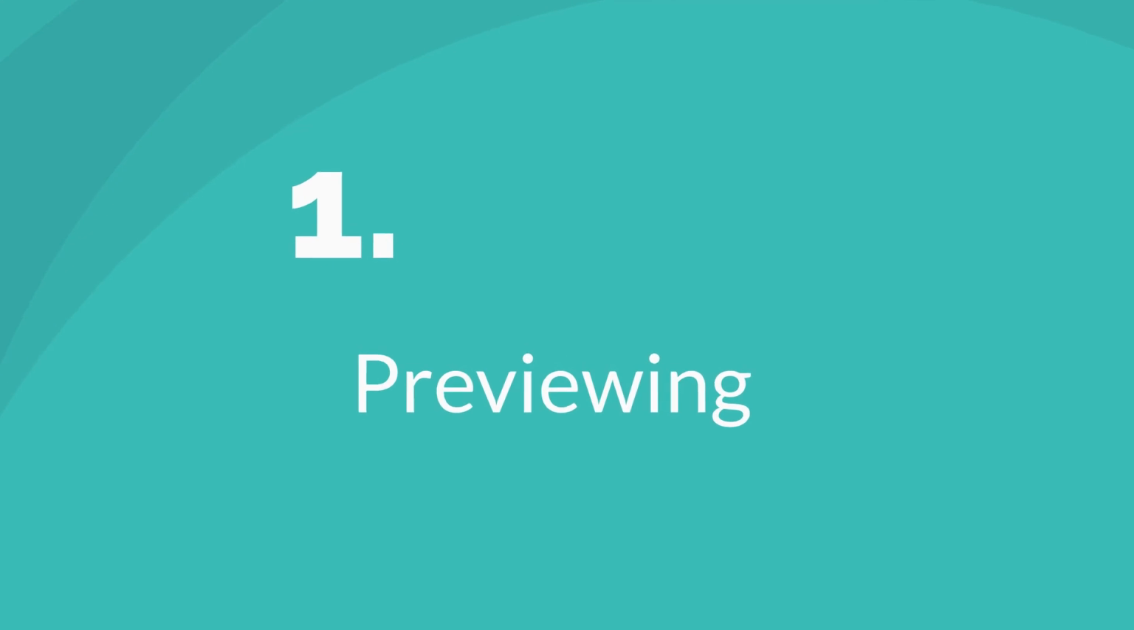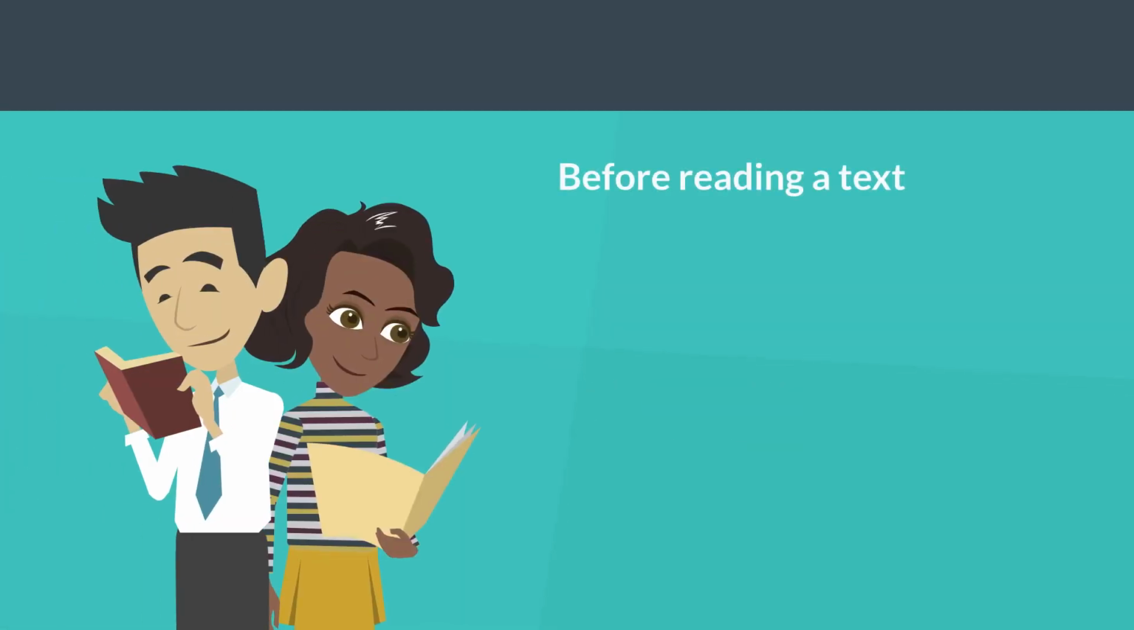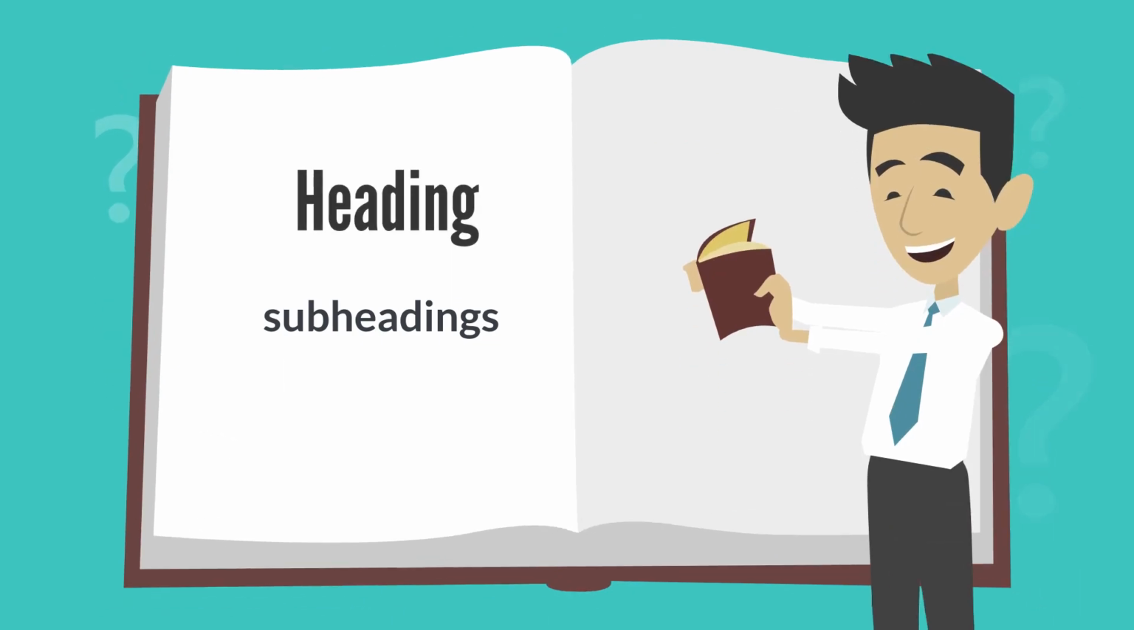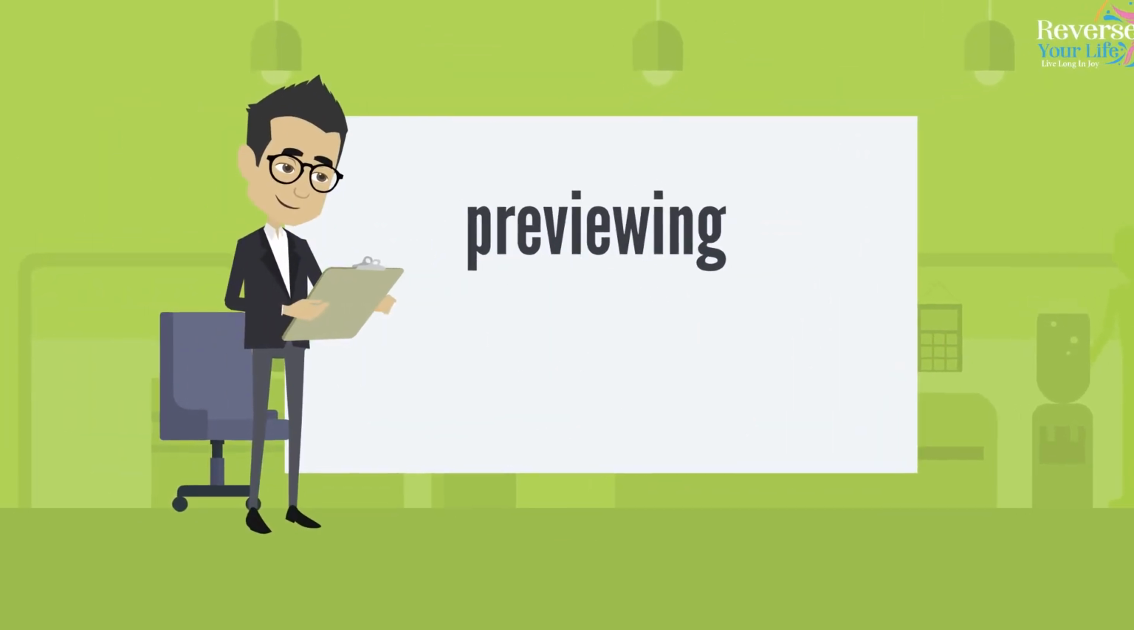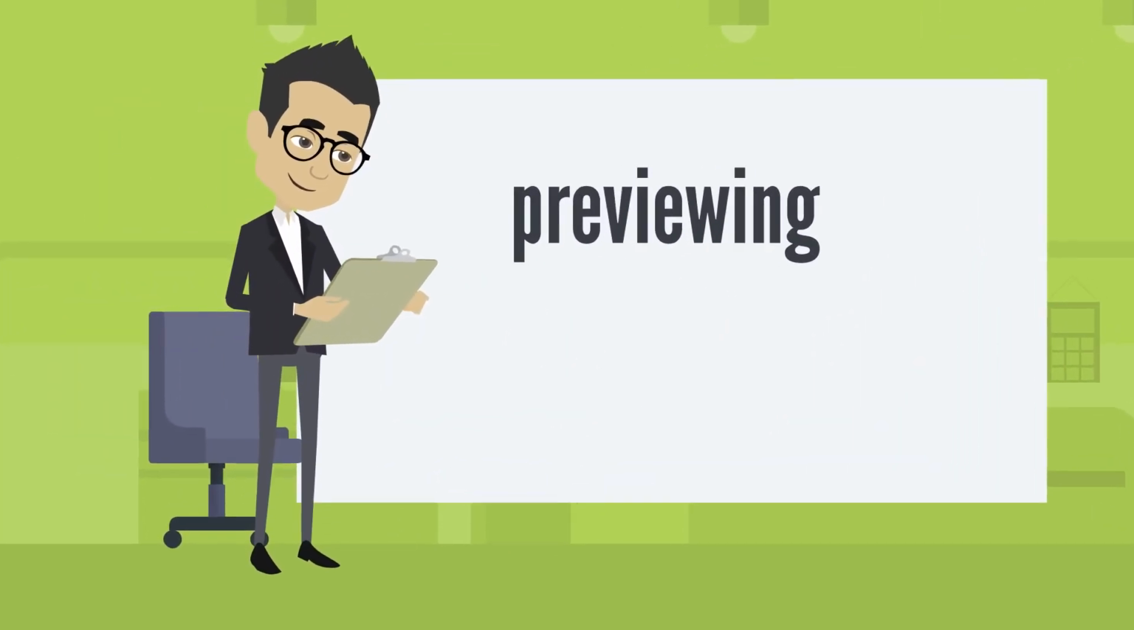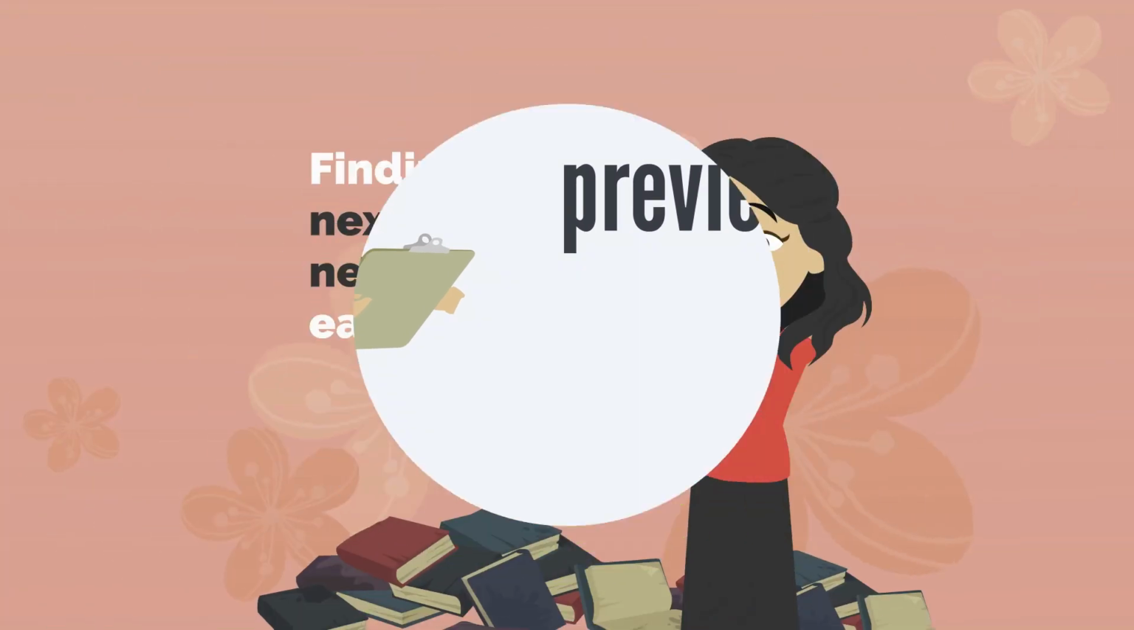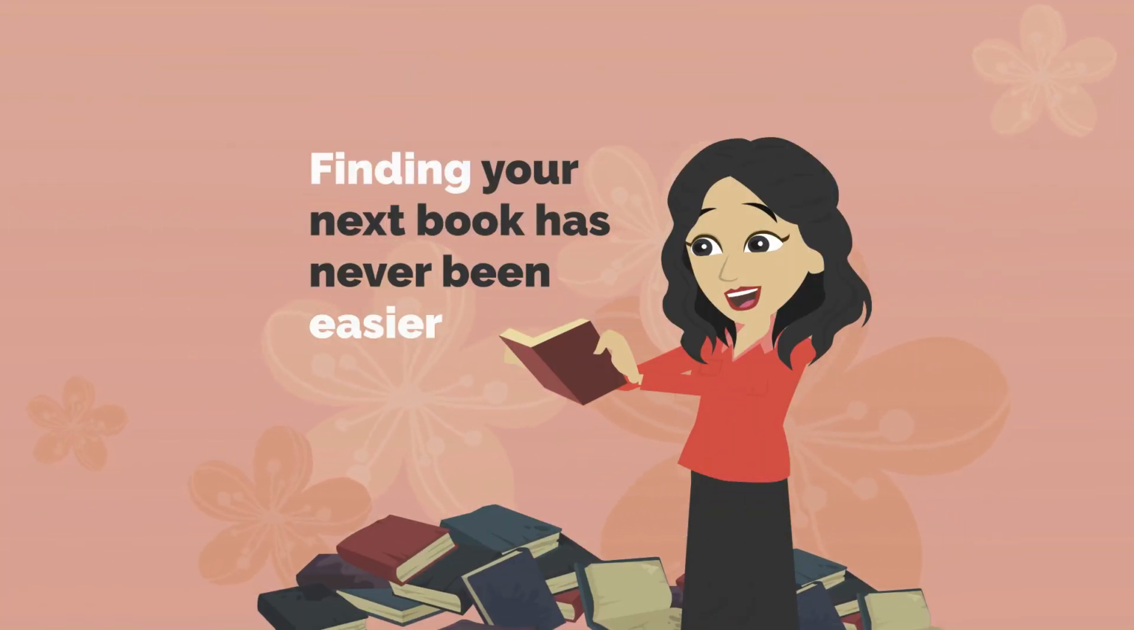Strategy 1, Previewing. Before reading a text, take a few minutes to preview it. This means skimming through the headings, subheadings, and the first and last paragraphs of the text. Previewing helps you get a sense of the overall structure and main ideas of the text, making it easier to understand the details when you start reading.